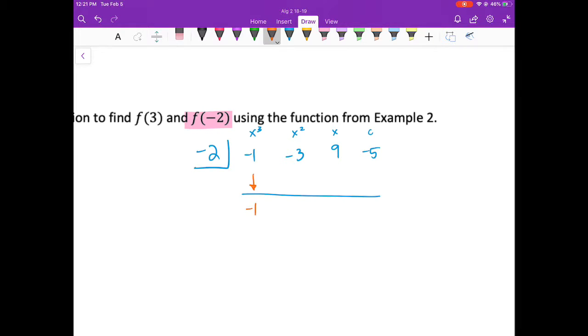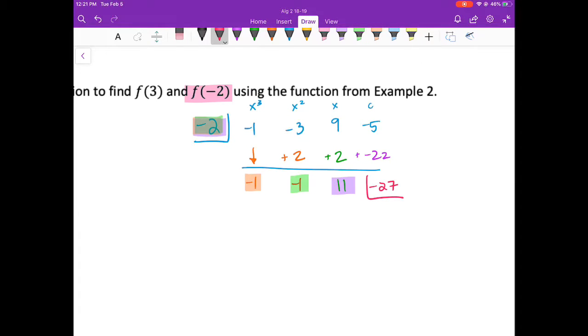I multiply -2 times -1, and I get +2. And then I add -3 plus 2, I get -1. I multiply again, -2 times -1 is +2. I add, I get 11. And I multiply -2 times 11, I get -22. And I add, so -5 plus a -22 gives me -27. So apparently f of -2 is -27.